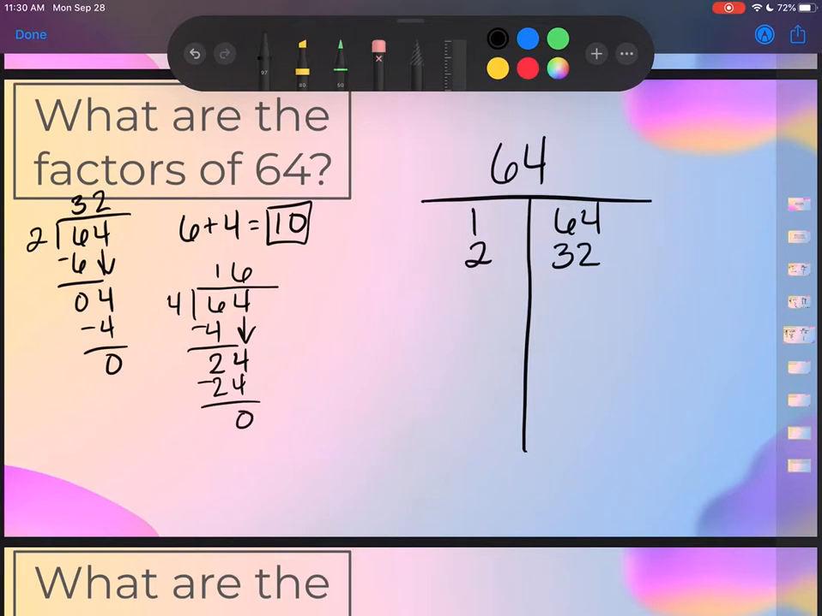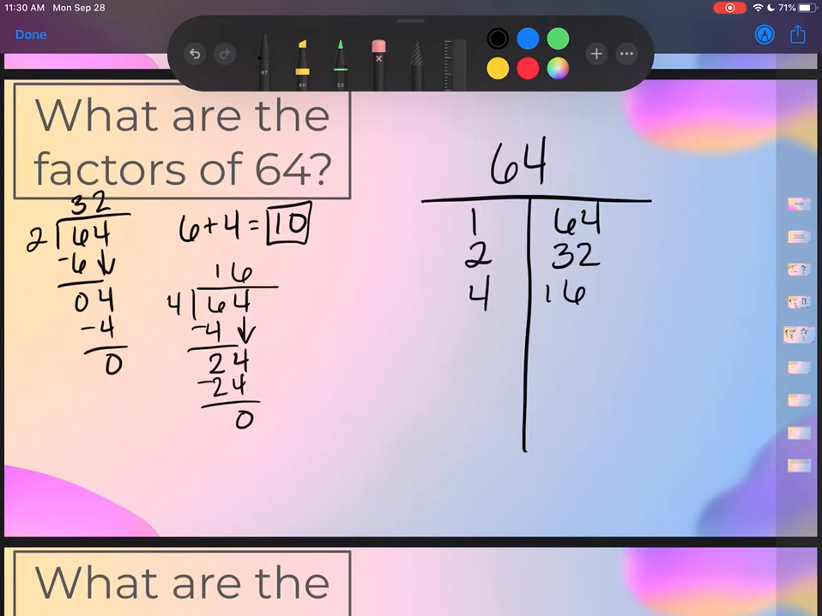And what do you know? 4 times 16 ended up being 64. So 4 times 16 is 64. Now let's try 5. In order for a number to be divisible by 5, it has to end in a 5 or a 0. 64 ends in a 4, so it's not going to be divisible by 5, right? So let's think about 6. In order for a number to be divisible by 6, it has to be divisible by 2 and 3. Well, it was divisible by 2, but it wasn't divisible by 3, right? So it's not divisible by 6.